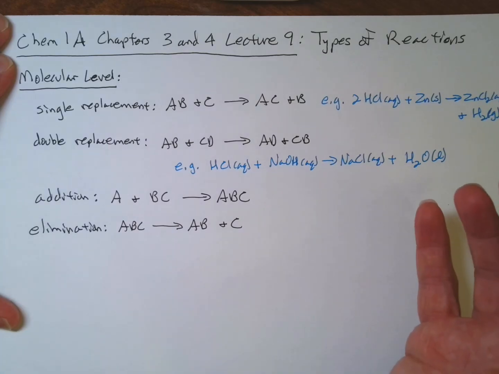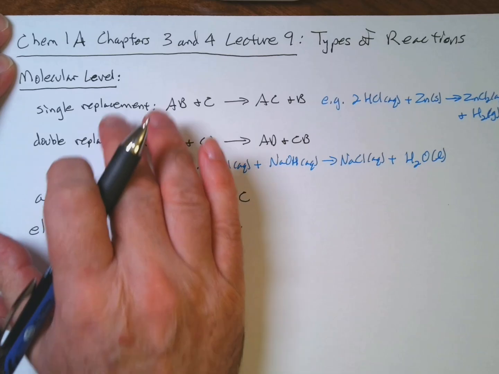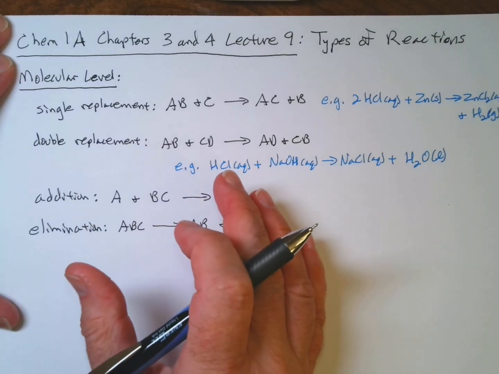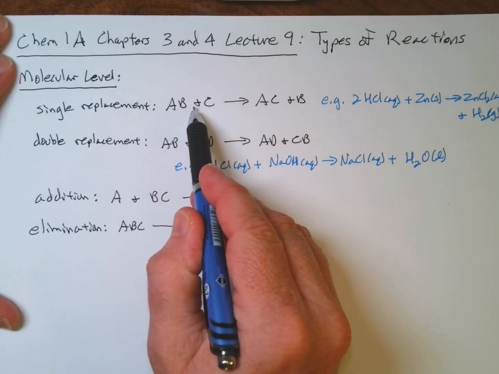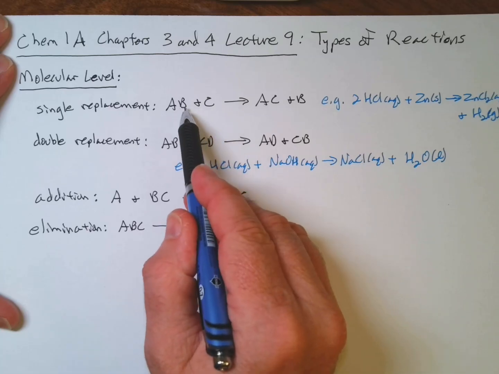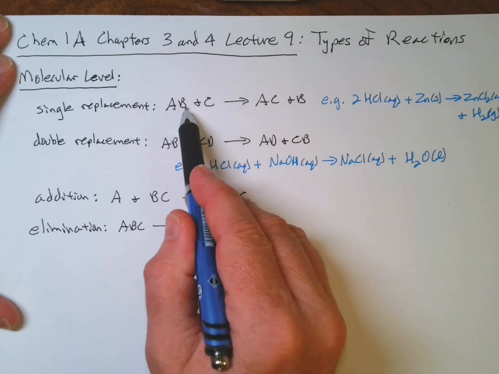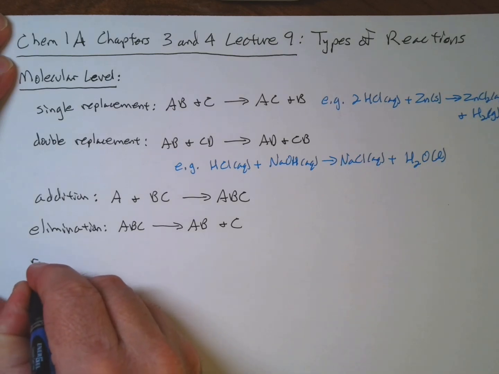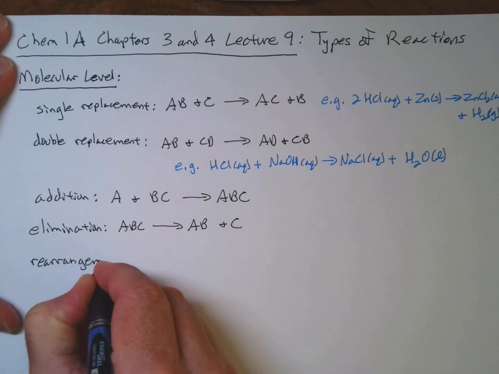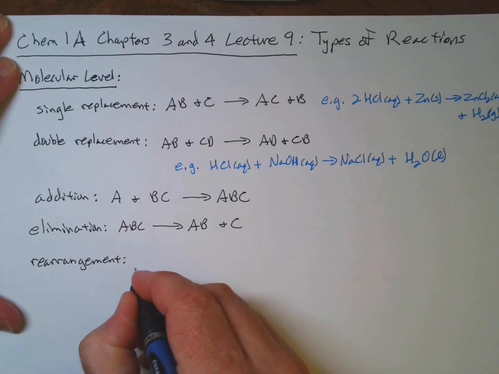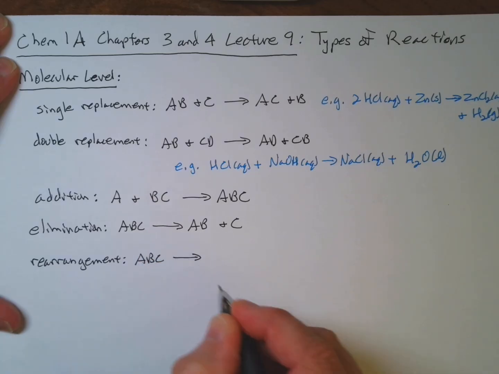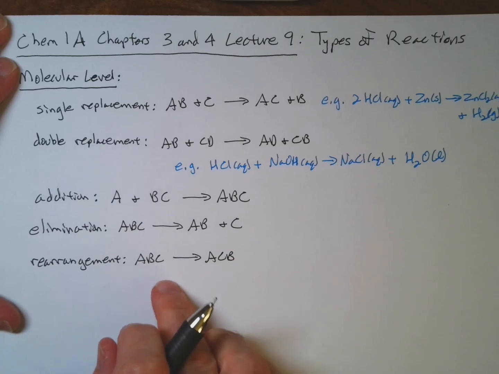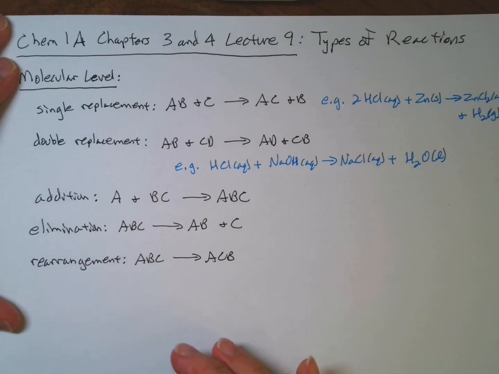We can have substitution reactions, which are actually the general term for single and double replacement reactions. Sometimes these are called displacement reactions instead, or substitution. So we're basically replacing B with C, or we're displacing B with C, or substituting C for B. And then another kind that we could have is a rearrangement, where we have A, B, C, and it undergoes some reaction to give us ACB, where the order in which our atoms are connected has changed. So the molecule has rearranged.